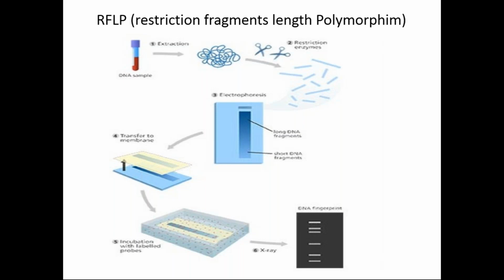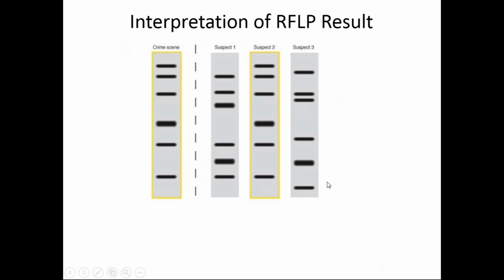And the sequence-specific probe we utilize to visualize the specific bands only, and we can minimize the band patterns in the RFLP. So after the visualization we get such type of pictures, in which we can easily visualize the separate bands. Okay, now this one is the interpretation of RFLP result.